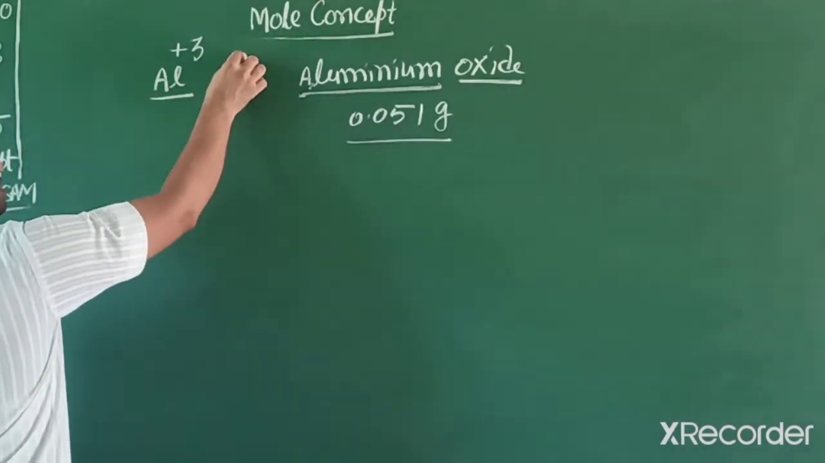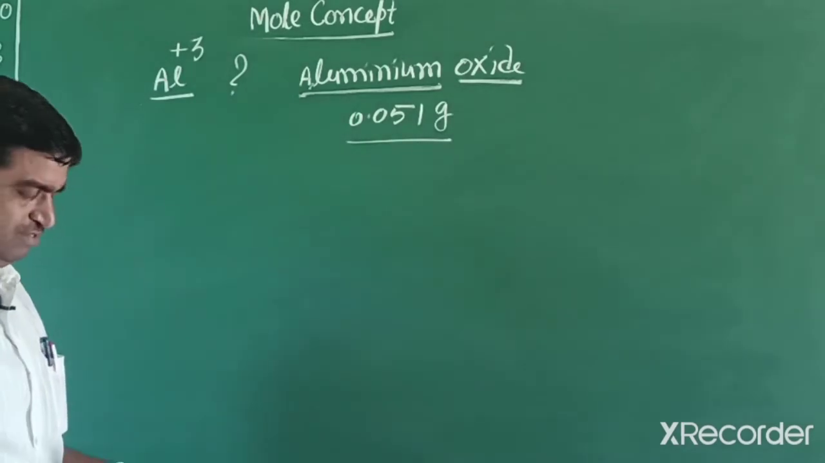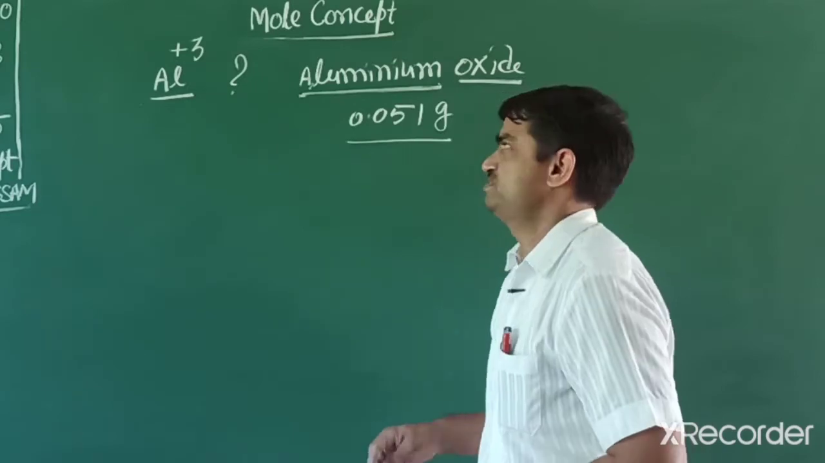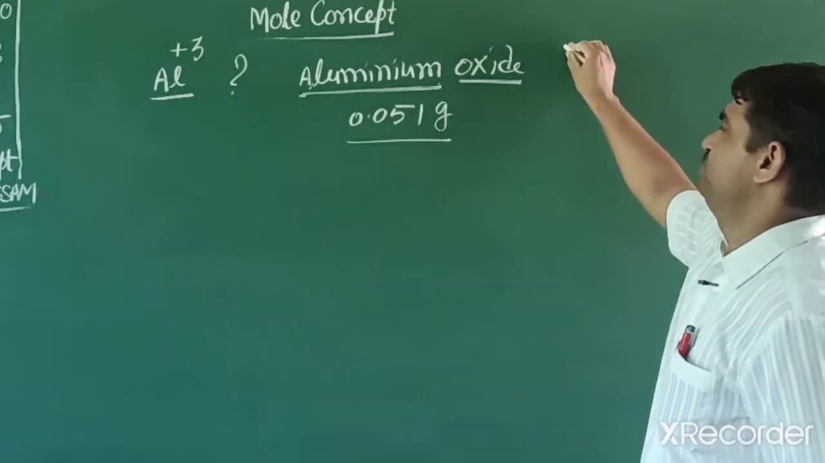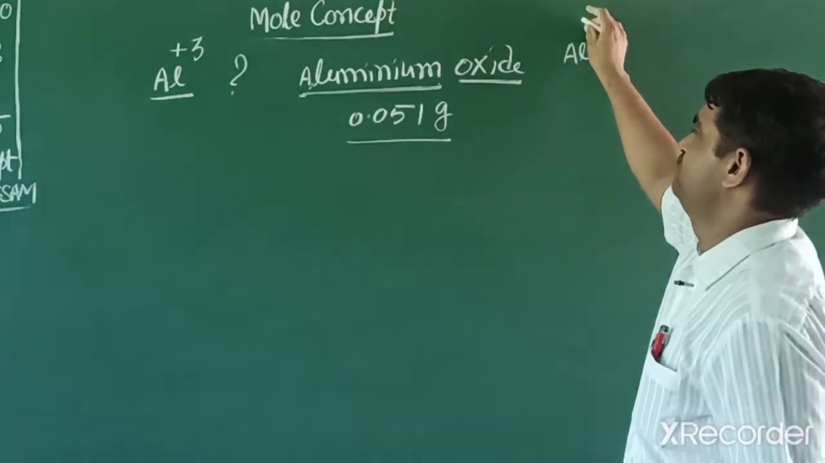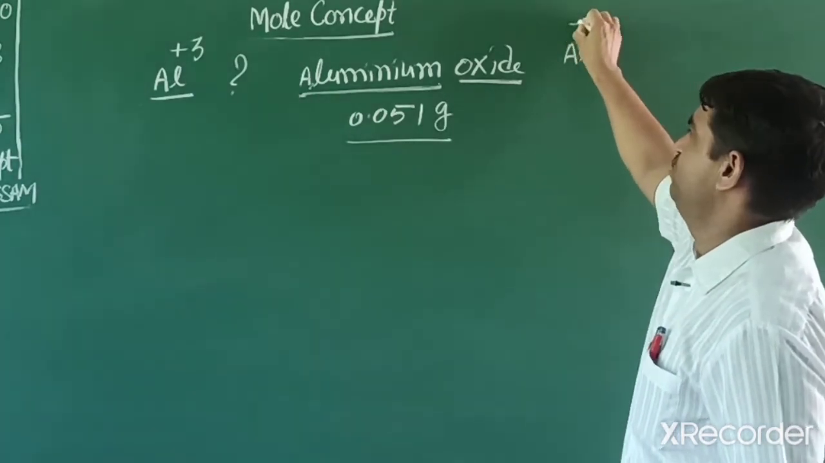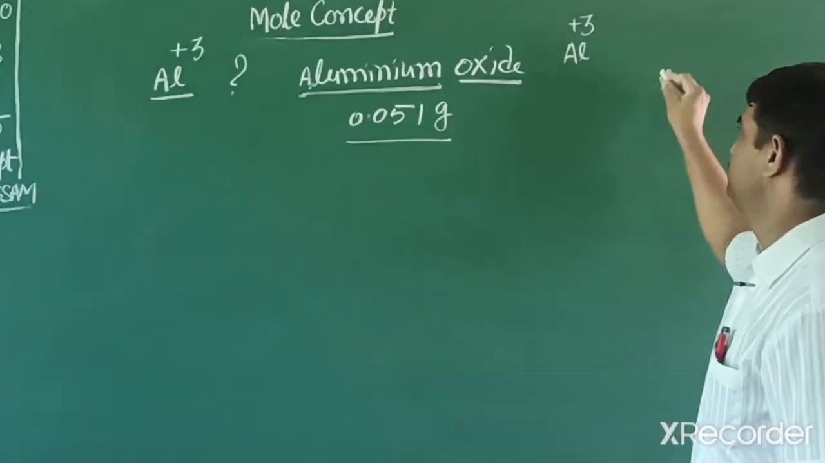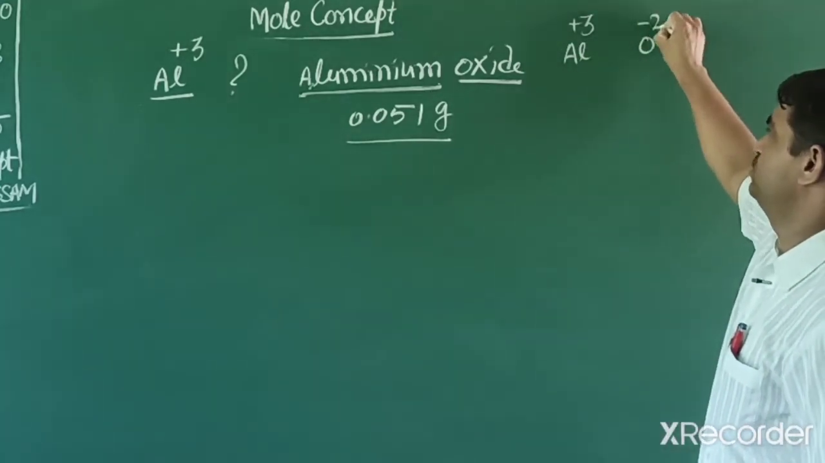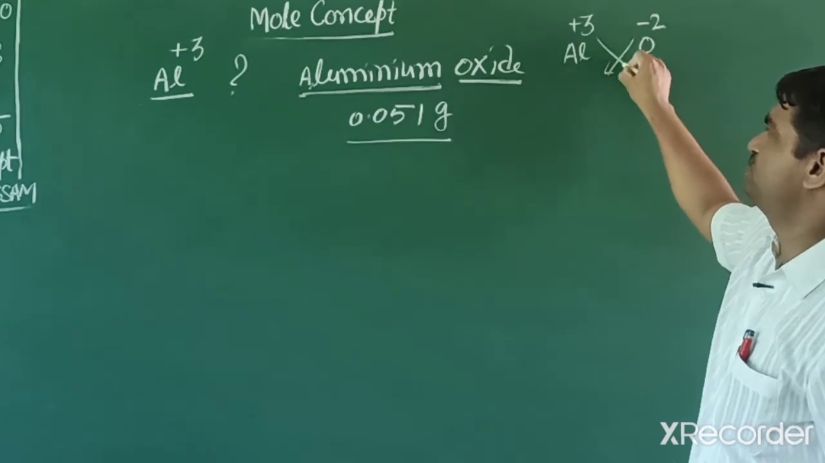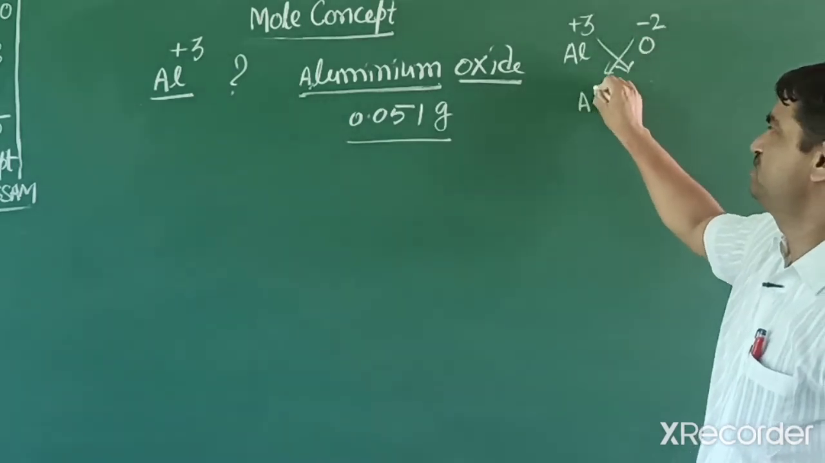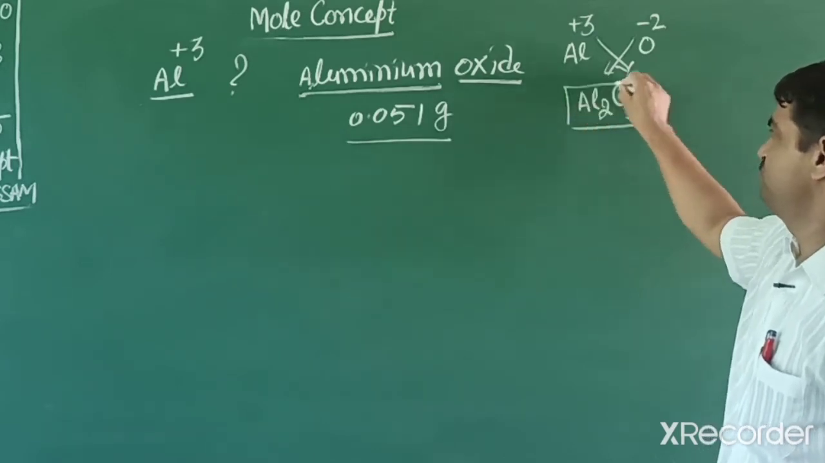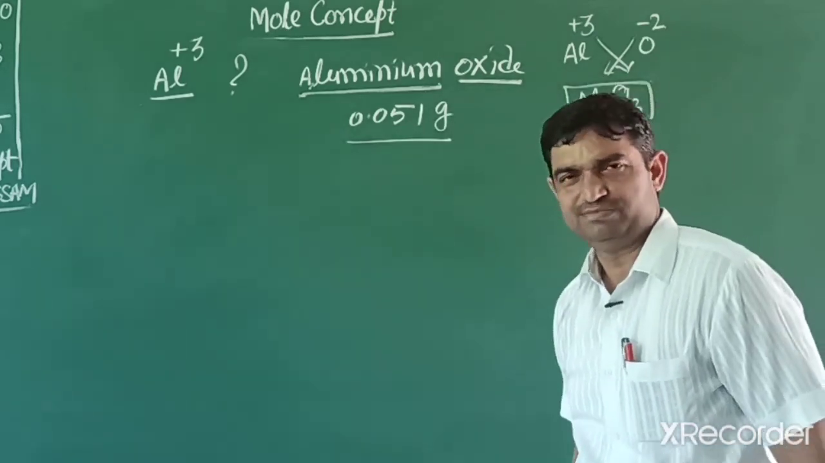So at first we write the correct formula of aluminium oxide. We know, students, aluminium charge is +3. And oxide, we earlier know, has -2 charge. Then cross their charges. So you write Al2O3. This one is the formula. At first we find the formula of aluminium oxide.